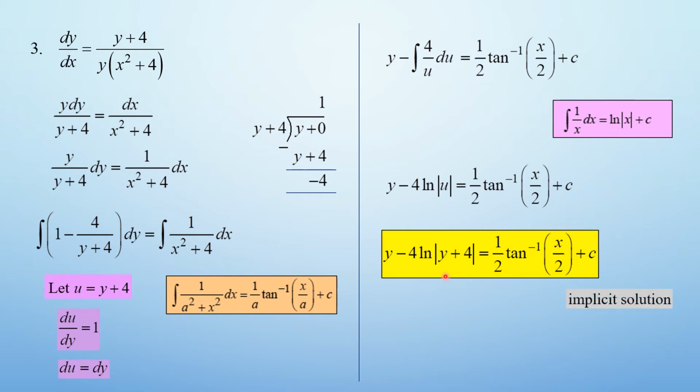And notice that it is impossible to express this implicit solution into explicit form, because we have two functions involving y, and they are of different types of functions. And therefore we know that it is impossible to express from implicit solution to explicit solution. So we have to be satisfied with this result for the solution of this DE.